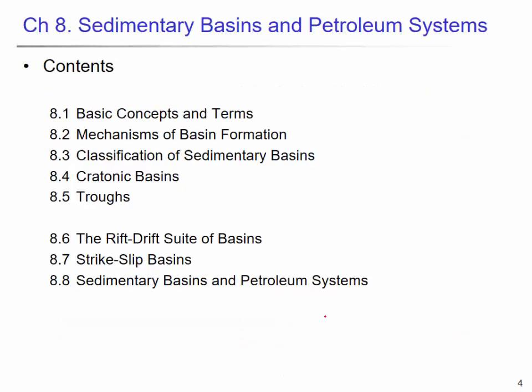So the contents are these. Today we'll talk about the basic concepts and terms of the basin and the mechanisms of how they are formed, and then the classification of the sedimentary basin. These are the types of basin: cratonic basins and troughs, rift basins, and strike-slip basins. Today I think we'll have time to cover up to 8.5, so troughs.